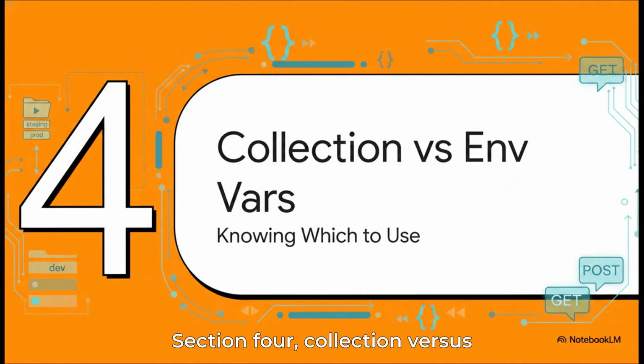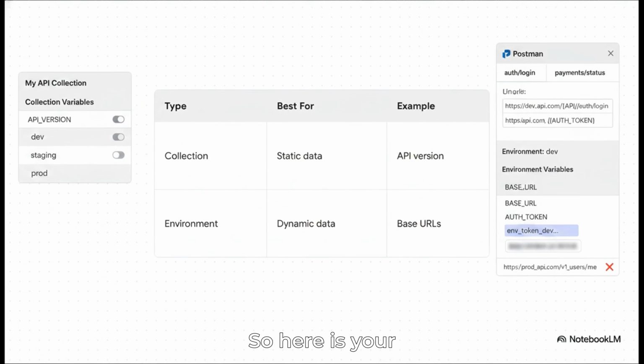Section 4, collection versus environment variables and knowing exactly which one to use. So here is your golden rule of thumb. Use collection variables for static details that never change, regardless of where you are testing. Think of things like API versioning, like a V1 in the path. Because collection variables are completely independent of environments, they stay constant.